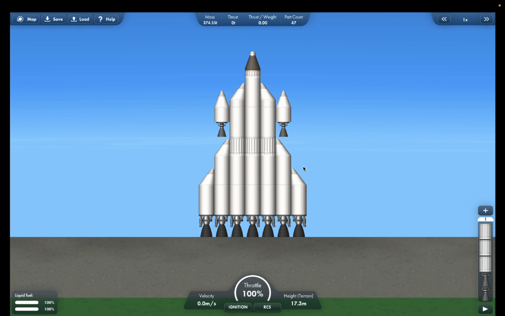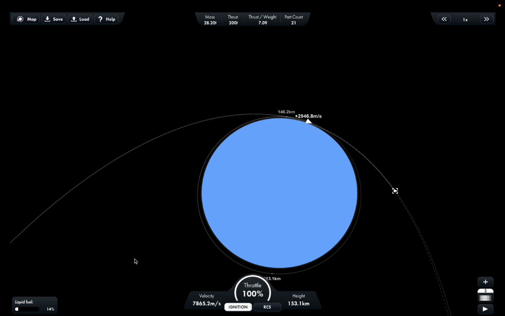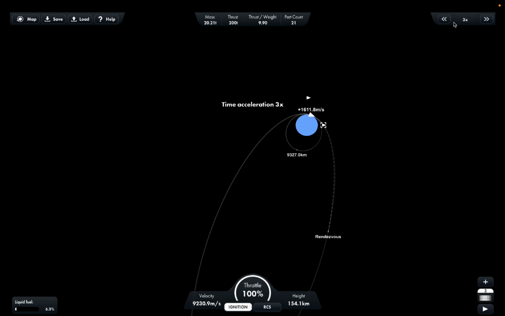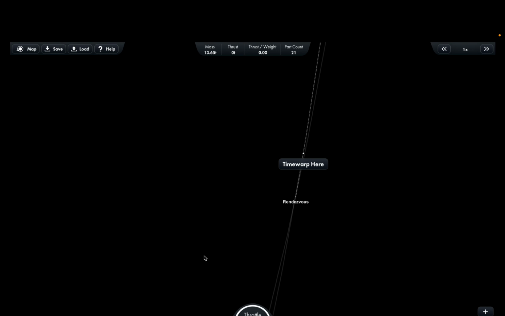You can then maneuver into the pigs' orbit by performing a transfer burn, in which you increase your velocity to raise your orbit out of the pigs'. Then you'll be in range to fire your microwave beam. Transfer burn. I will now time warp over to where the pigs are.